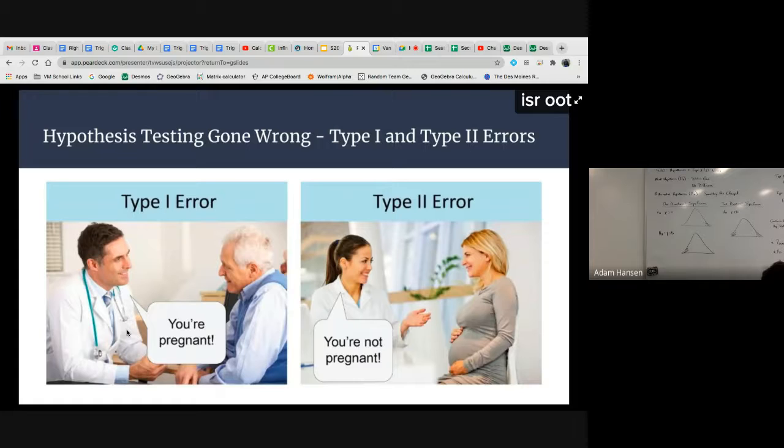Back to this pregnancy example. The null hypothesis, you're not pregnant. The alternative hypothesis, you are. The doctor is failing to reject a false null hypothesis. They're still saying that she's not pregnant when she actually is. They're assuming the null hypothesis is still true when it's actually not. We're failing to reject a false null hypothesis.